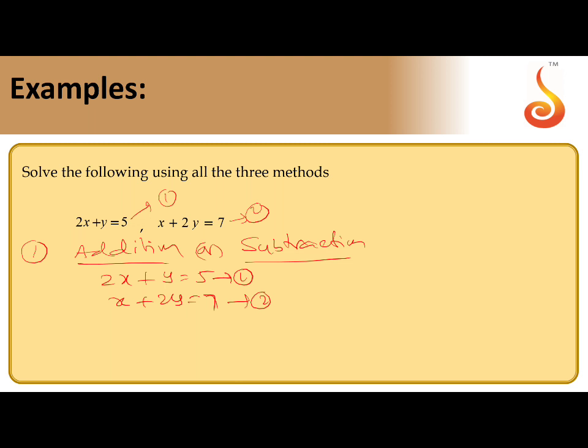So make sure that one of the coefficients is equal. For that, I'm multiplying the first equation by 2. If I multiply the first equation by 2 on both sides, 2 into 2x is 4x, plus 2y, equal to 10. The second equation already has 2y, so that means you can write x plus 2y equal to 7. Here no need to multiply anything.